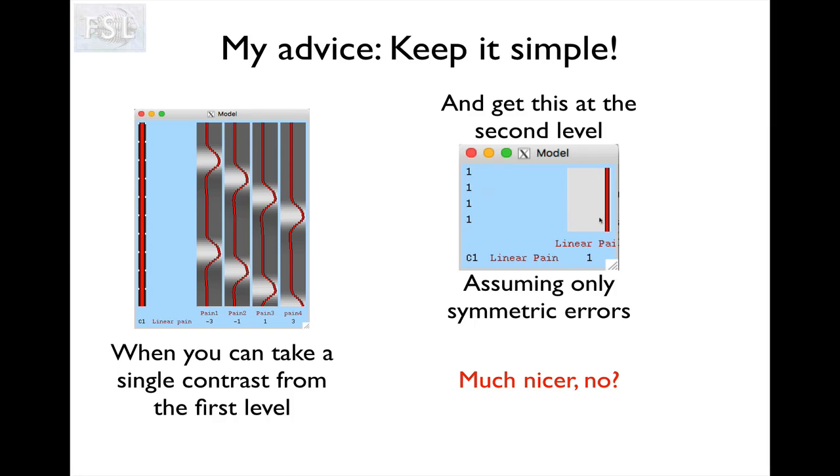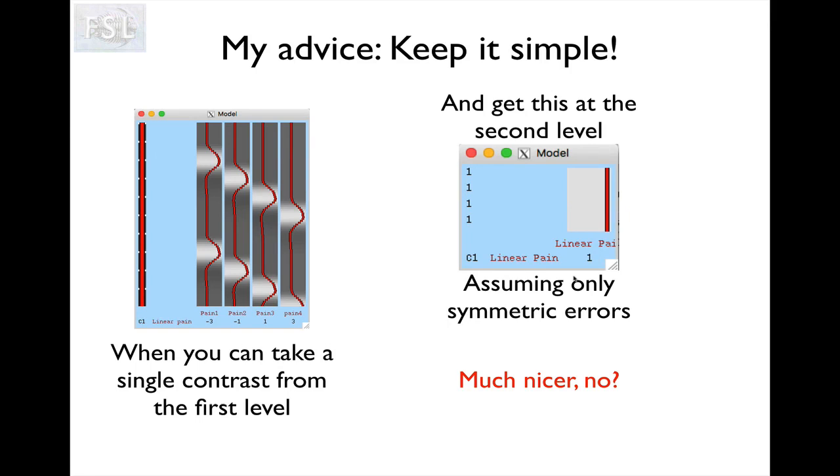And if you remember, when you have a single mean that you're interested in, what you're doing is sign swapping, i.e. you are doing the negation or the non-negation of the different labels. And that assumes only symmetric errors. So what you have now is a much, much simpler contrast, and much less stringent assumptions.